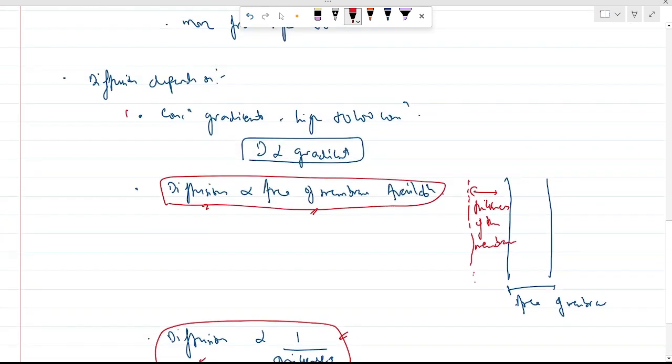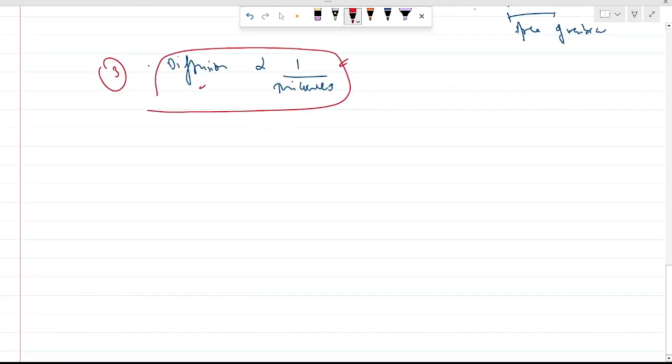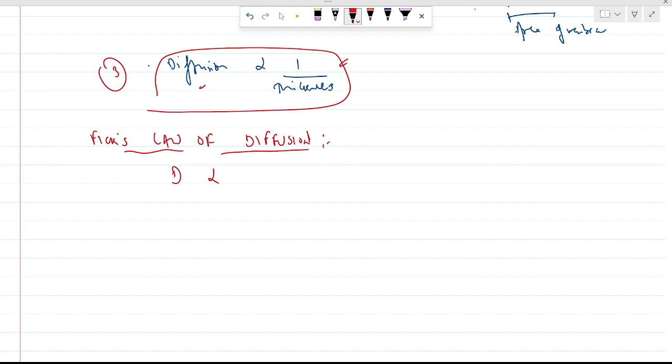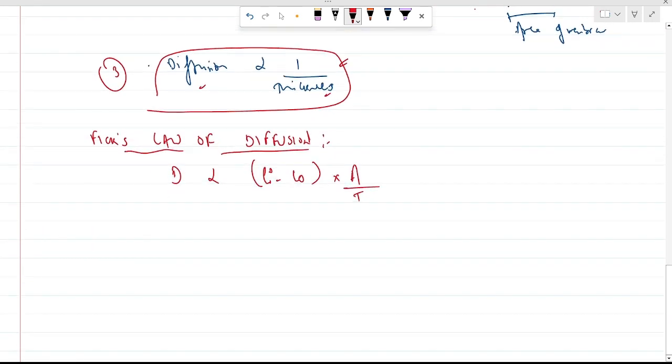So from these three factors, concentration gradient, area and thickness, we now derive a conclusion called Fick's law of diffusion. What is Fick's law of diffusion? It states that diffusion is proportional to the gradient, that is Ci minus Co, concentration inside minus concentration outside, multiplied by the area of the membrane, divided by the thickness of the membrane. Diffusion is proportional to gradient, proportional to area, and inversely proportional to thickness.